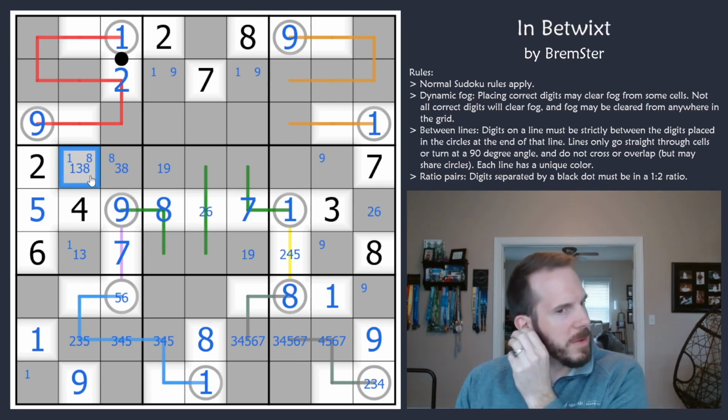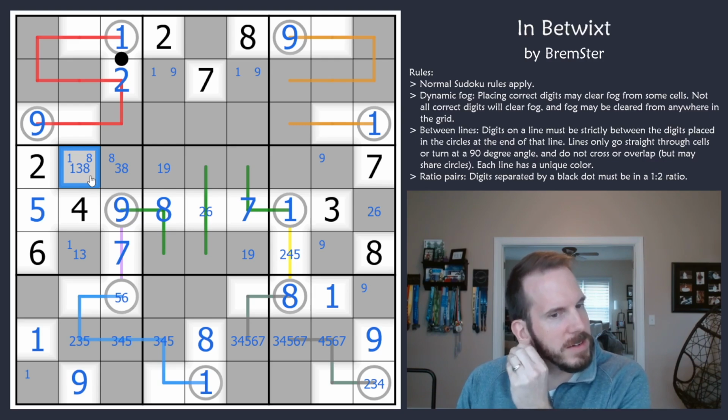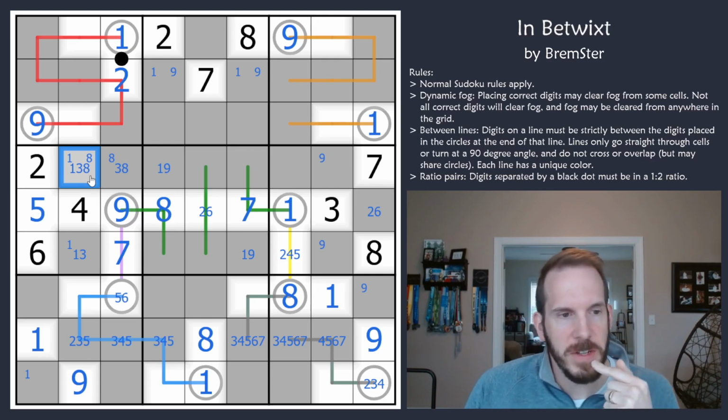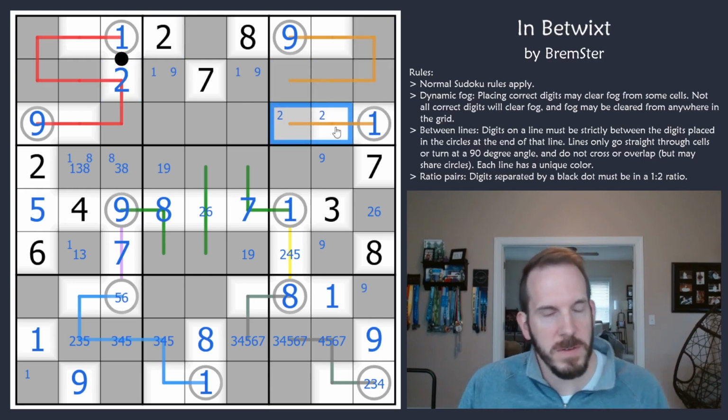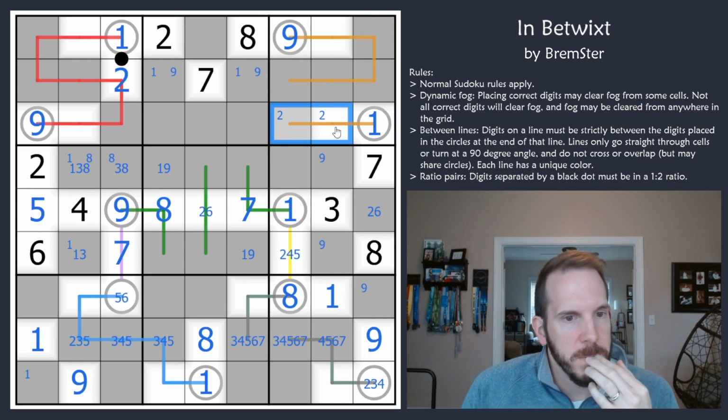Always find it hard when I've already done a bunch of pencil marking and then now I've got 9 given digits all of a sudden, just trying to do the homework here and clean up the pencil marks. 2 is in one of these 2 cells. Surprisingly, it didn't give us much information about the direction of the between lines either.